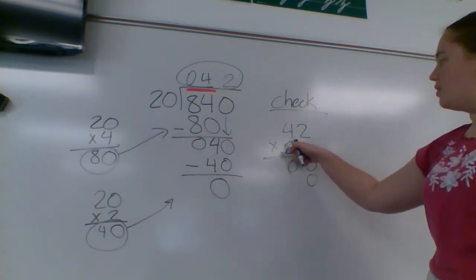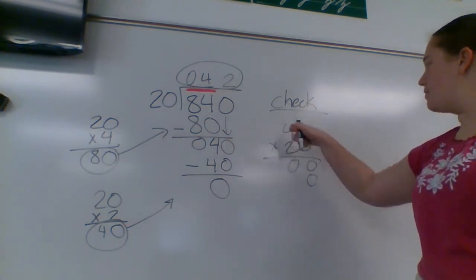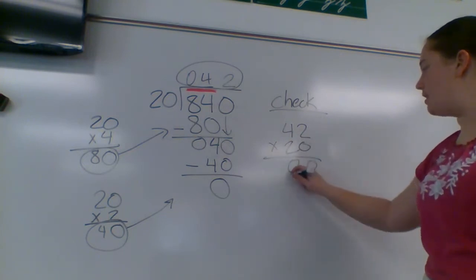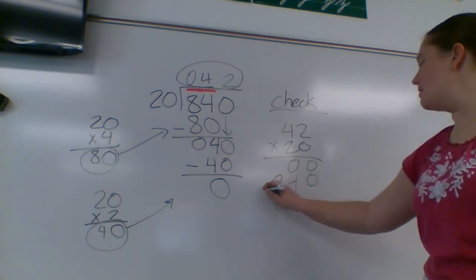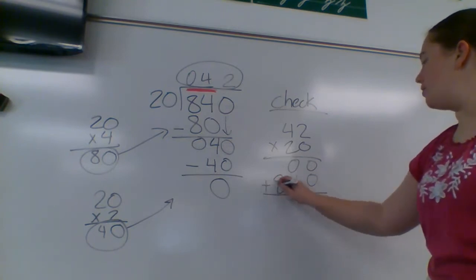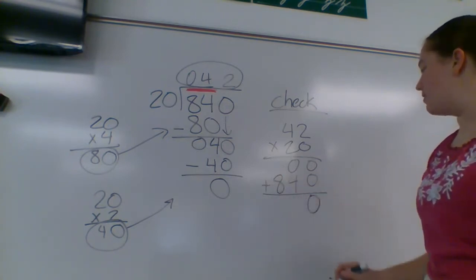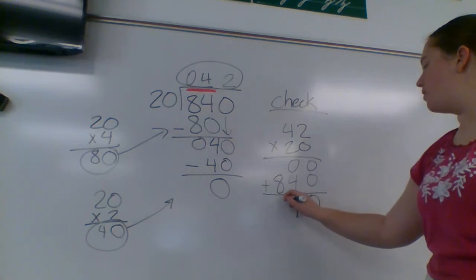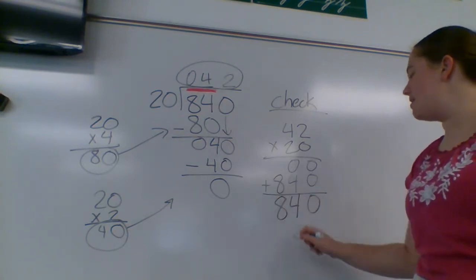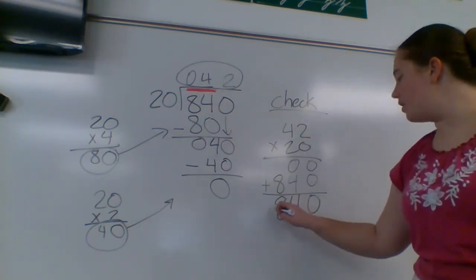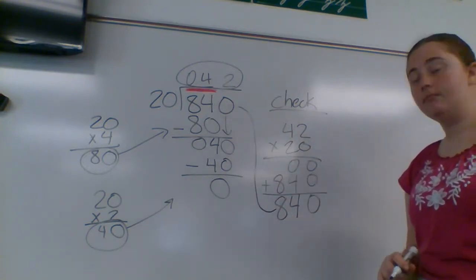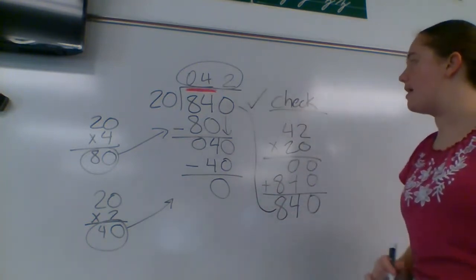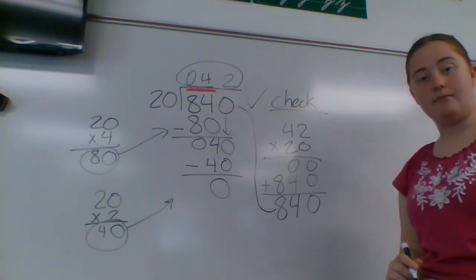And then I'm going to do 2 times 2, and then 2 times 4. So 2 times 2 is 4, and 2 times 4 is 8. Add those together. 0 plus 0 is 0. 0 plus 4 is 4, and 8 plus nothing is 8. So I have 840 right here. Does that match with my number up there? Absolutely. So I'm going to say my answer is checked.